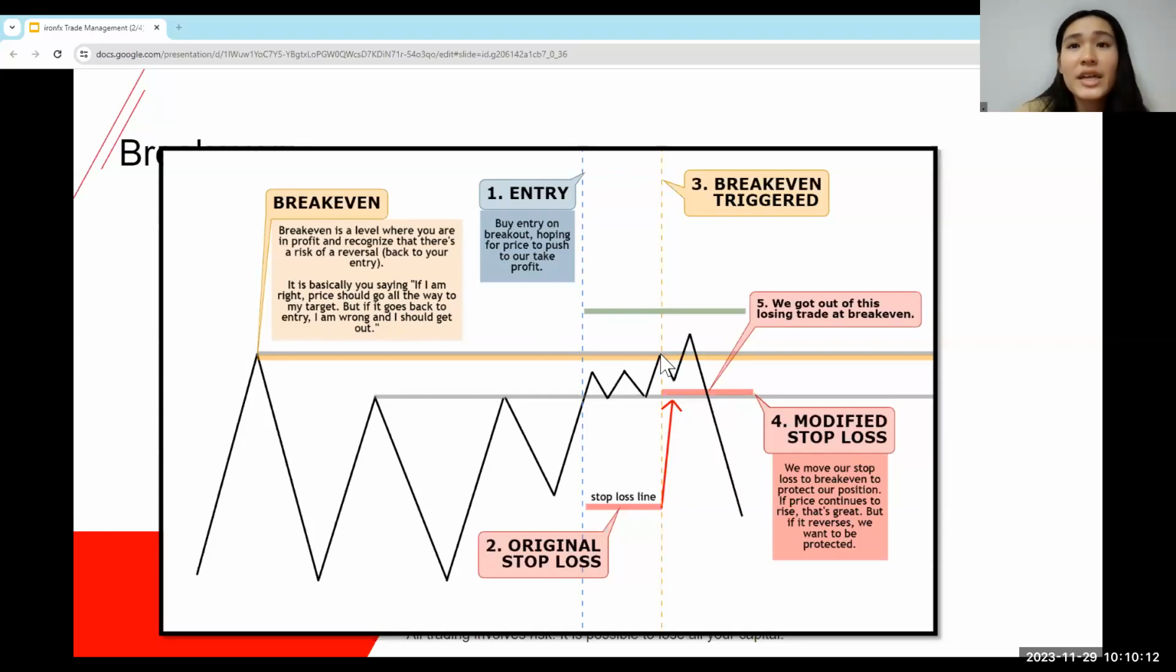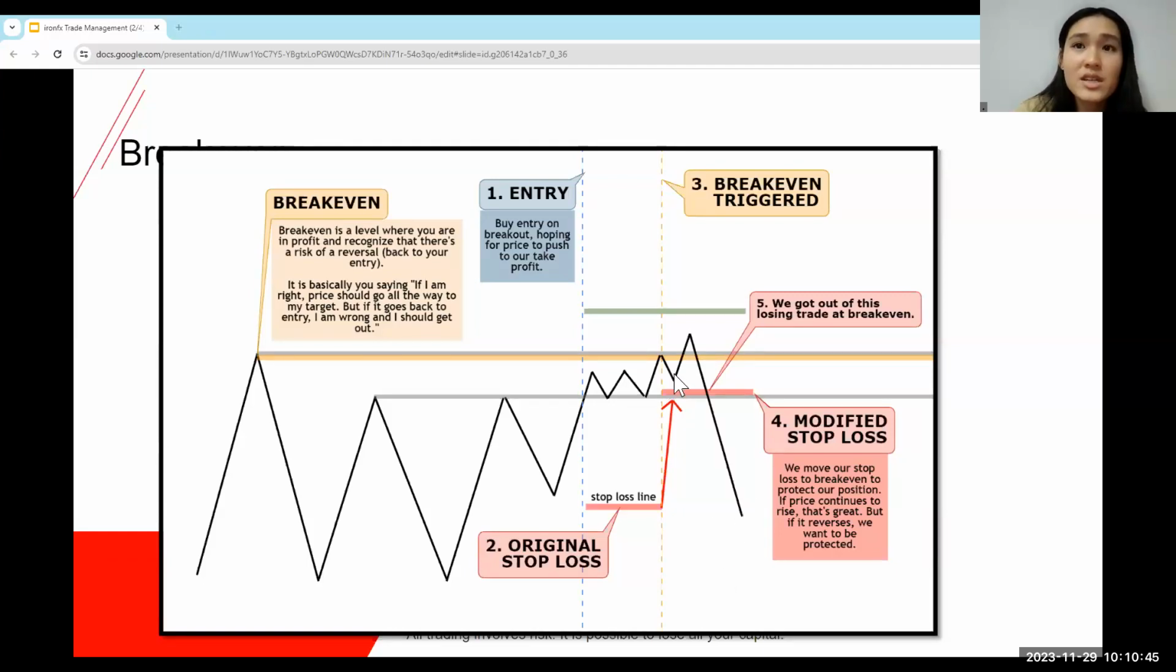Okay, and then it reverses. It's triggered at this level, and then it reverses down, and that's where we modify our stop loss and move it from this original stop loss, which is way below over here, to our original entry level. The reason for doing this is so that if price continues to rise, of course, we'll still get our profits. But if it reverses, we'll just take our profits and get out of the trade at break even.